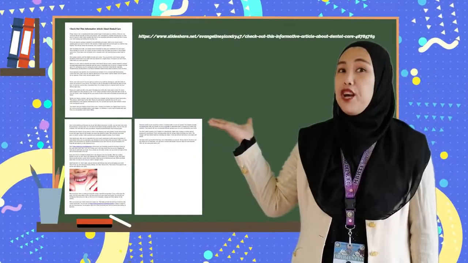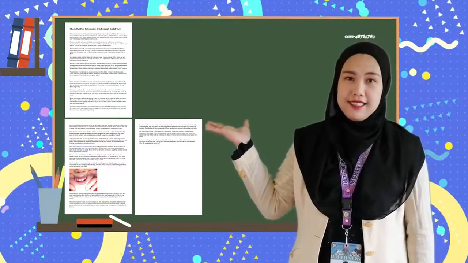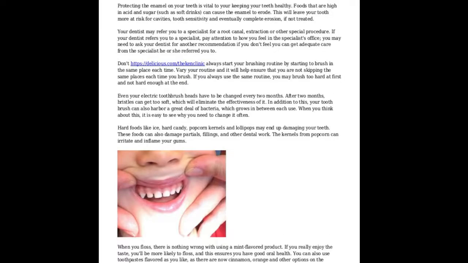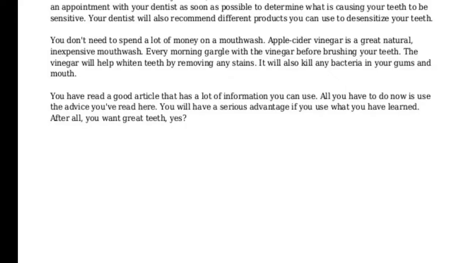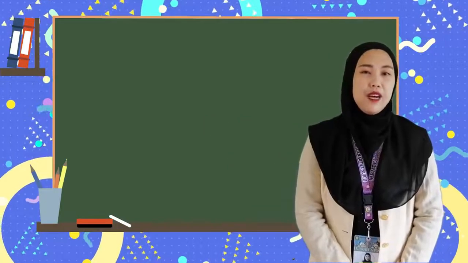Now let's proceed to the example of an informative writing. This is the example of an informative writing. Okay, so I want you to check this out, this informative article about dental care. Now let's go to the second type of a text.